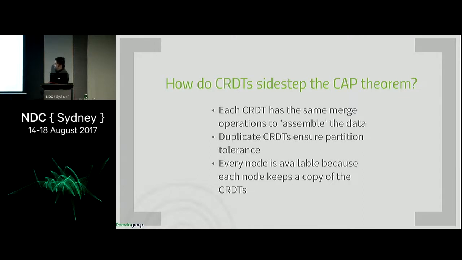The second part of this is that CRDTs ensure partition tolerance because we make copies of every single thing that comes into the network. Every single node that we have has copies of all the data that streams in. So if you take out a node, it doesn't really affect the rest of the cluster. At the same time, we do get availability because since you have a copy of the data and you run operations over what you have, you could tell immediately whether or not you're successful depending on what you decide to do.